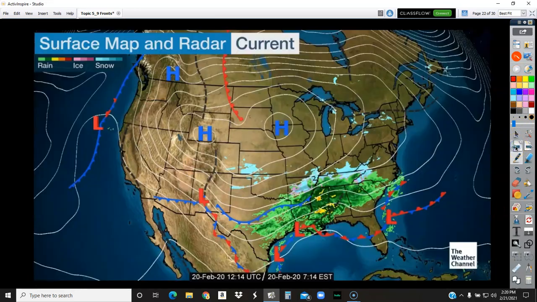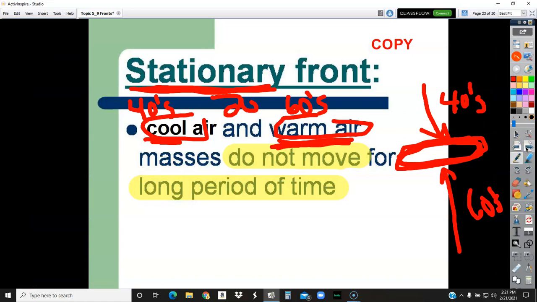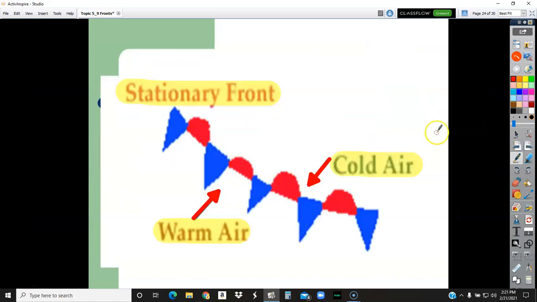And that's what you saw. Let me go back. That was here. And there's some other stationary fronts, I think. This was a stationary front in here too. And so that's very common. We get them, especially in April.